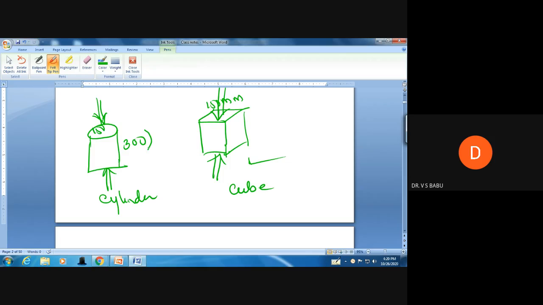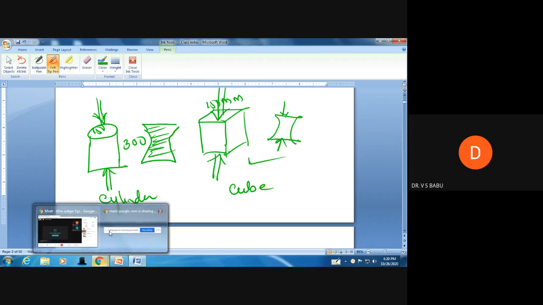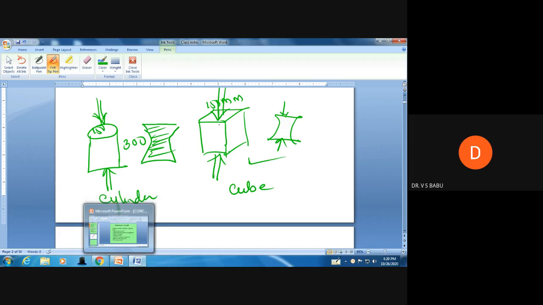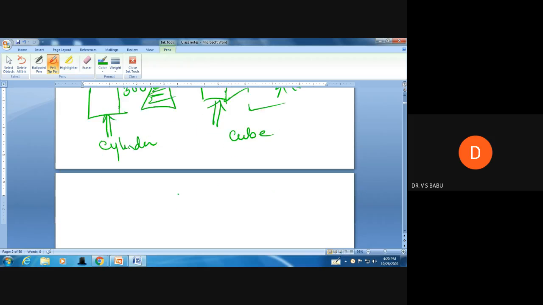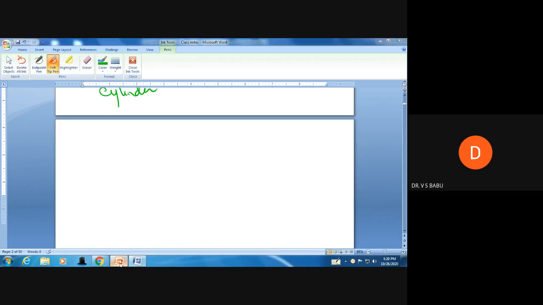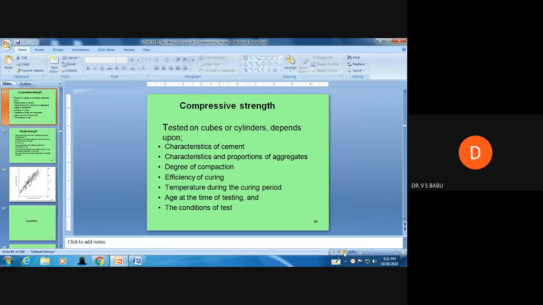If you see the breaking pattern, after breaking, the pattern is like this, and if you see this, the breaking pattern is like this. So generally you will get more strength in the case of concrete cubes. The Indian code prefers cubes, which are more widely used in India. Some countries use cylinders also for testing the compressive strength, but normally in India we follow the cubes only.